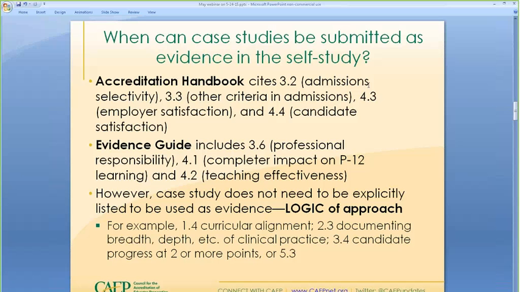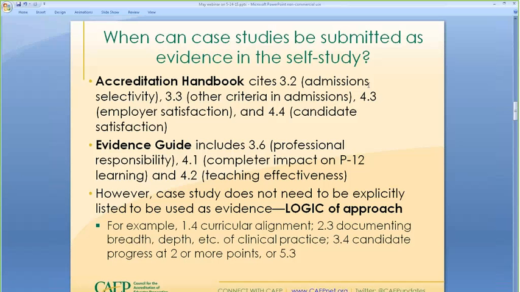One includes 3.6, which is another component under the selectivity component that talks about professional responsibility. The evidence guide suggests that looking into how your candidates are prepared in terms of the professional responsibilities of the field, their ethics, etc., could be a useful place to utilize a case study approach. It also talks about using case study in 4.1 and 4.2.